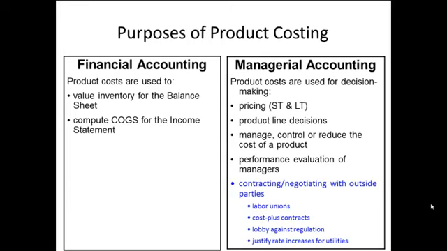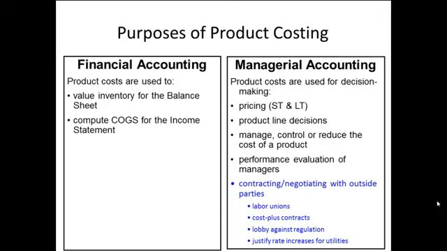Before we get started, let's think for a minute about the purposes of product costing. We've been talking a little bit about differences between financial and managerial accounting. Financial accounting, remember, is really focused on the external users of accounting information, so the shareholders and the potential lenders. And it really has a focus on the financial statements that those people use to make their decisions. And so product costing is important, obviously, for those people, and it's important in that it establishes the value for inventory on the balance sheet, and then also the cost of goods sold for the income statement.